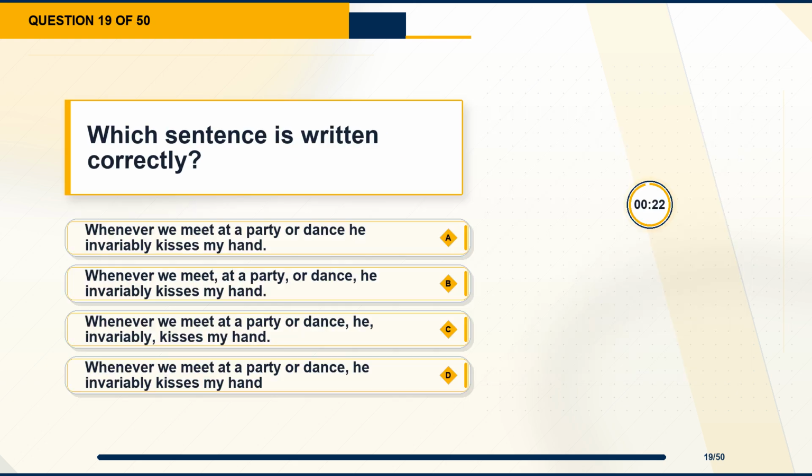Question 19. Which sentence is written correctly? Option A, whenever we meet at a party or dance he invariably kisses my hand. Option B, whenever we meet, at a party, or dance, he invariably kisses my hand. Option C, whenever we meet at a party or dance, he, invariably, kisses my hand. Option D, whenever we meet at a party or dance, he invariably kisses my hand.